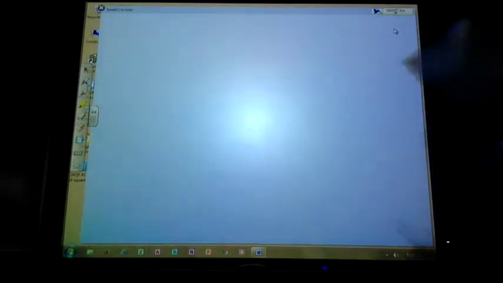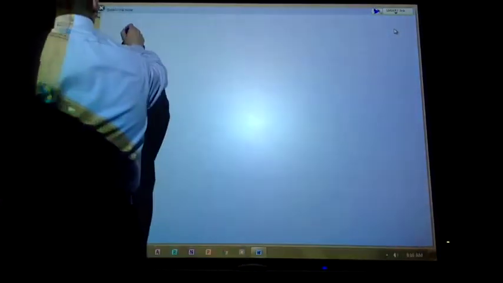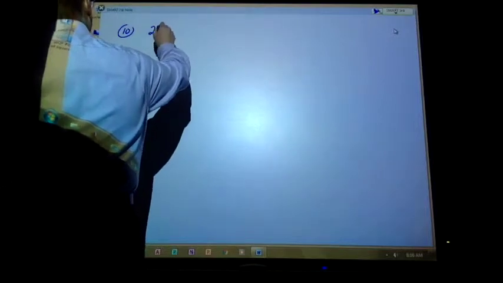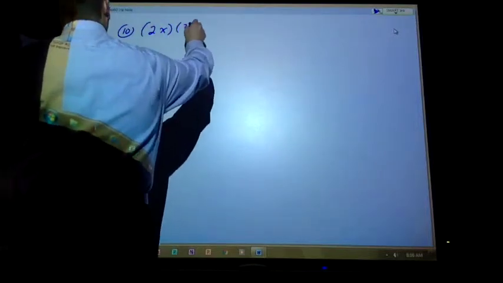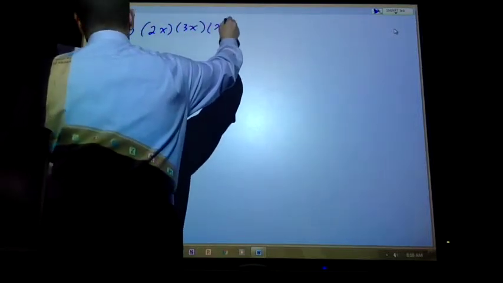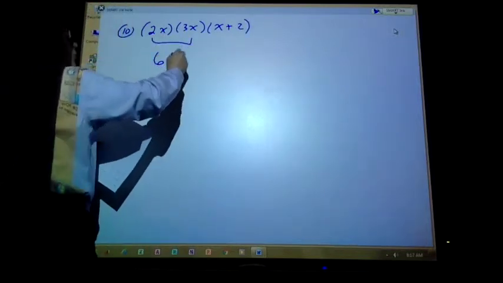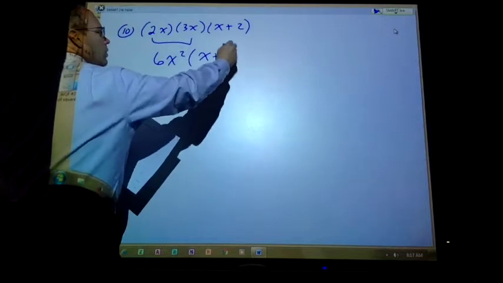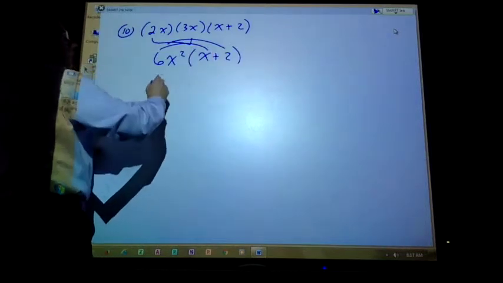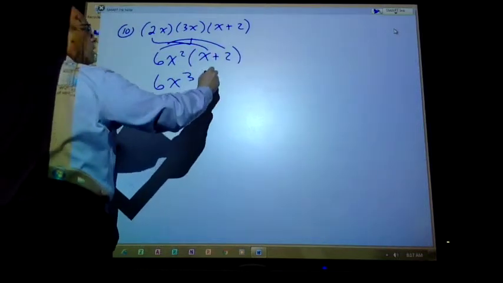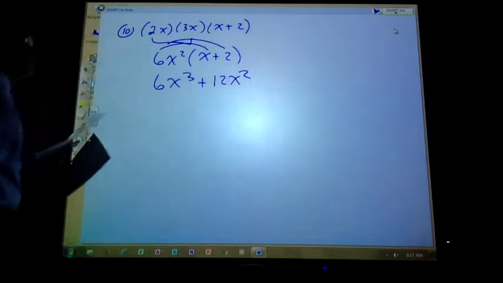All right. Let's do number 10. So I would combine those together first. That's going to give me 6x squared and then x plus 2. Distribute here and here, so I get 6x to the 3rd plus 12x squared. Done.